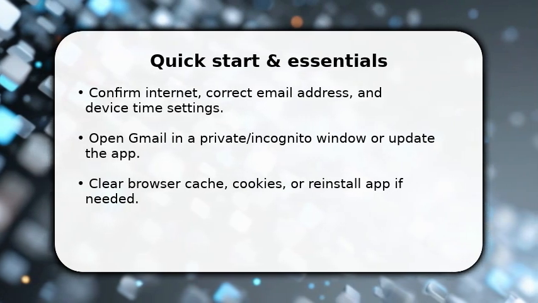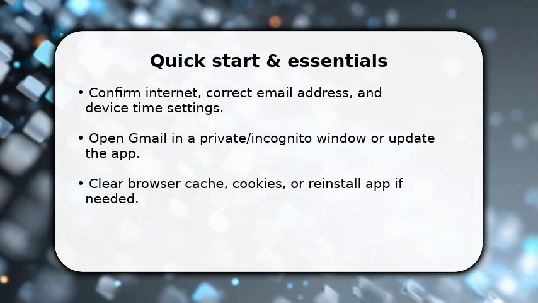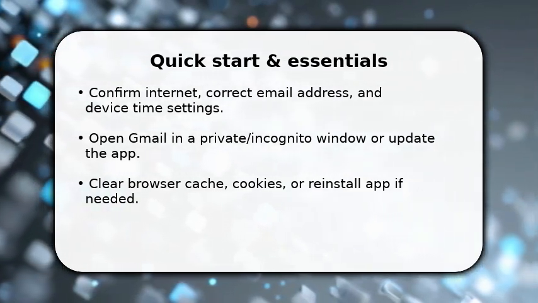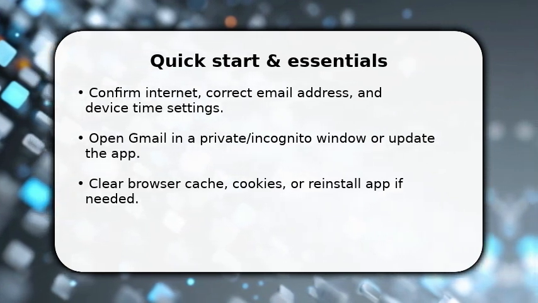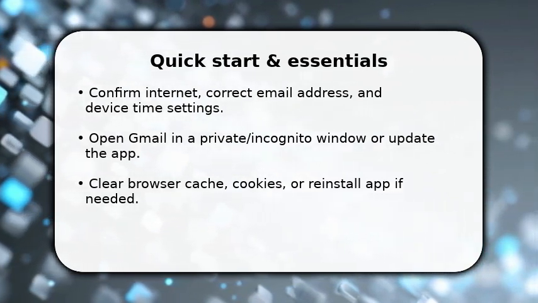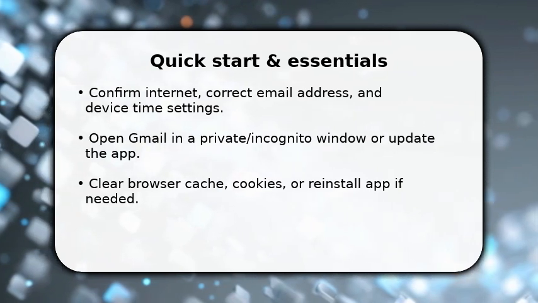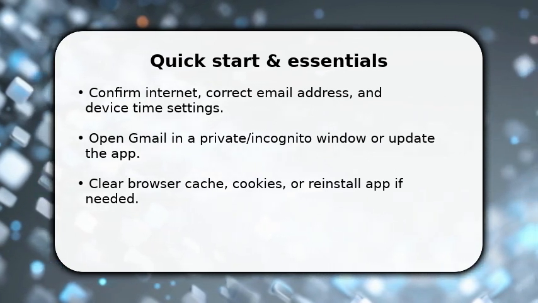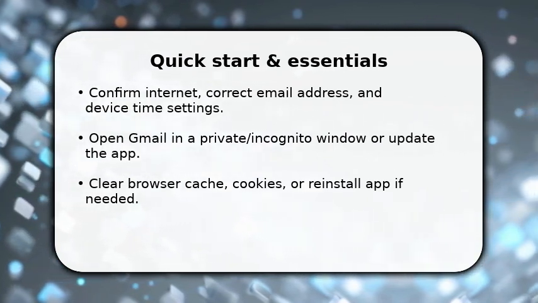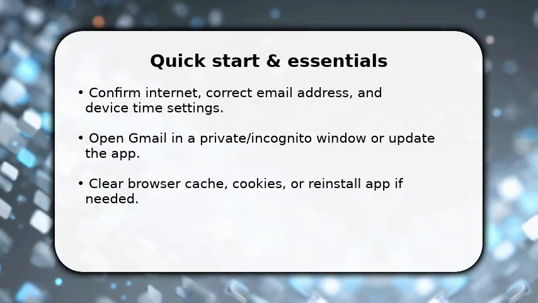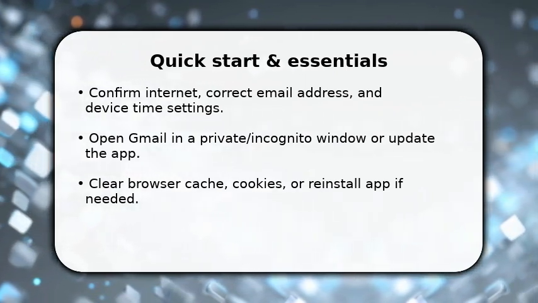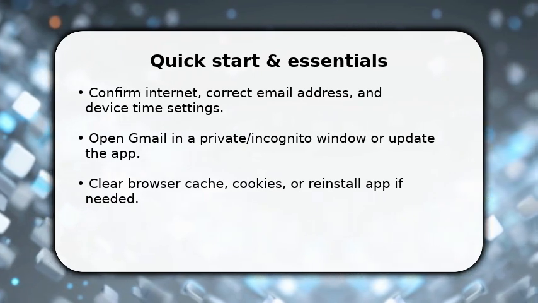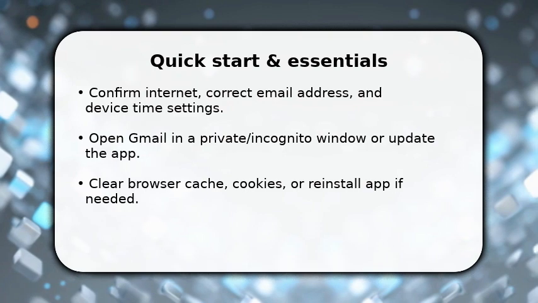Confirm you're online and using the exact Gmail address you expect. Once done, check device clock and time zone because mismatches block sign-ins. Next, open Gmail in an incognito/private window or update the Gmail app. This skips cached errors. If issues persist, clear your browser cache and cookies or reinstall the app to remove corrupted data. Make sure to try a second browser or device to isolate the problem quickly.